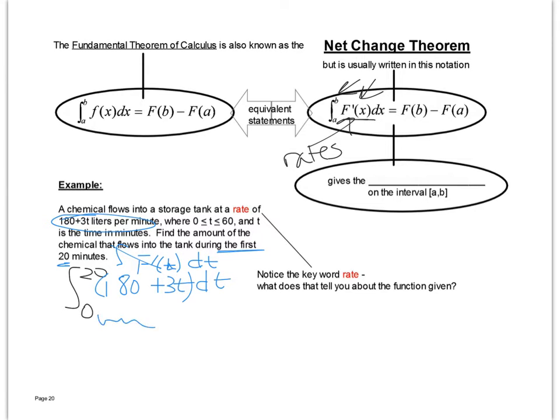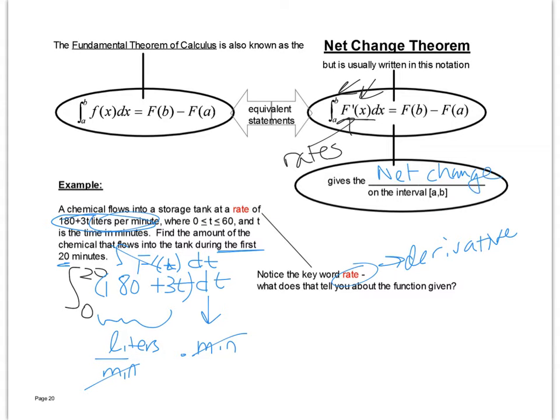This guy right here, it says right here, it's liters per minute. This guy right here is a change in time, right? It's a delta t, so that's minutes. What happens to those minutes? They cancel. You get back to liters. It tells you how many liters have been changed over that time frame. So that keyword rate tells you that the function given is a derivative. And so if you take the antiderivative of that, you're going to get back to the original function, which gets rid of the per minute or per person, per whatever. Okay, it gives the net change.